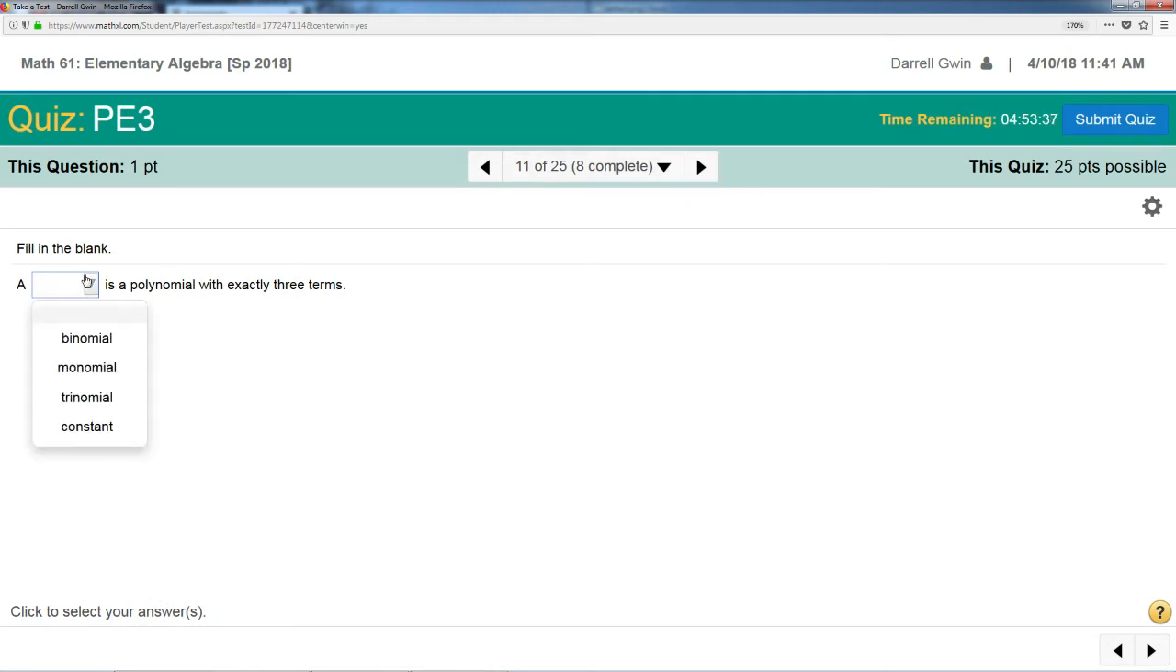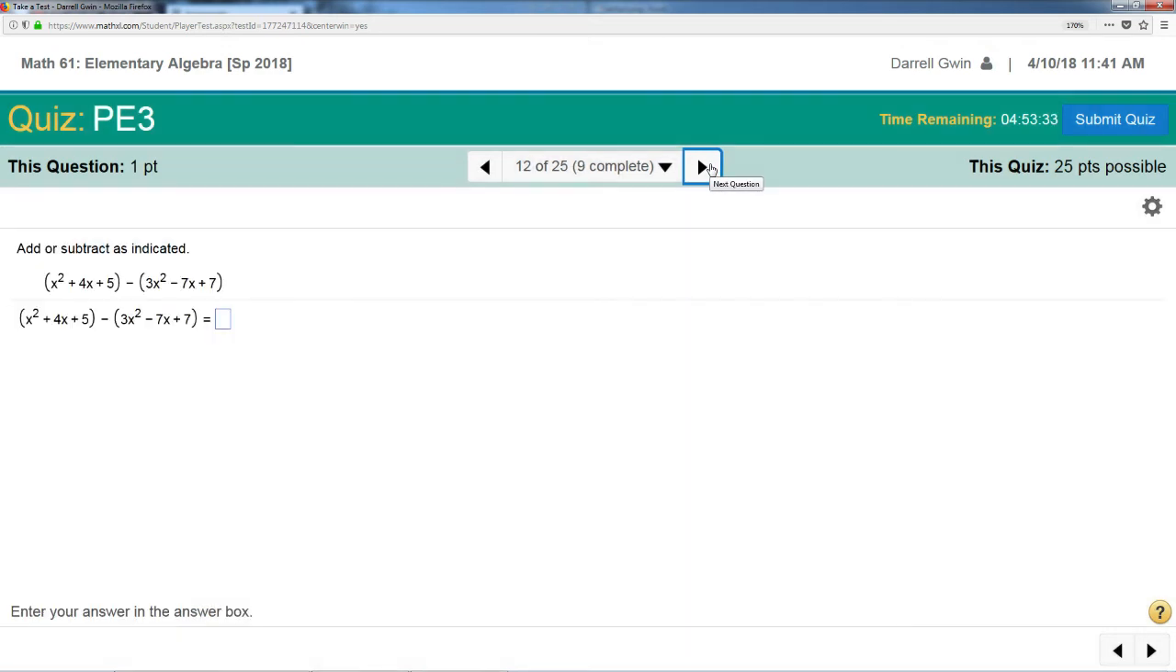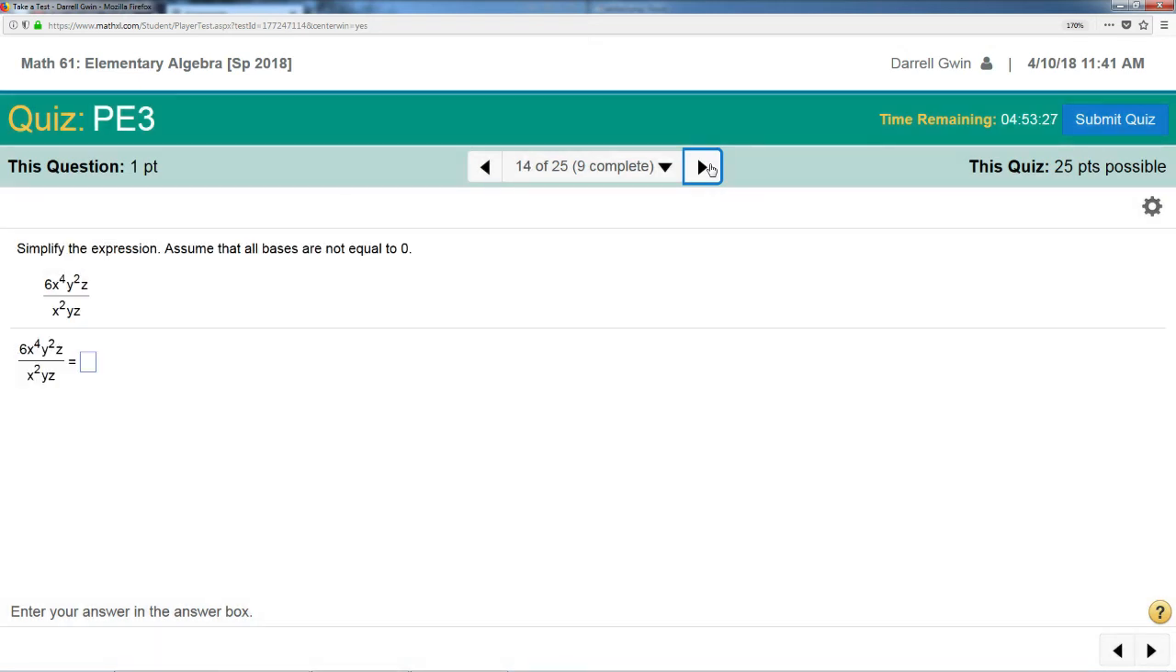A blank is a trinomial. Trinomial is a polynomial of 3 terms. Subtraction, skipping that one. Skipping that one, that was a hard one.